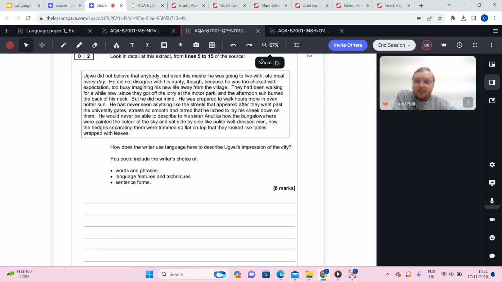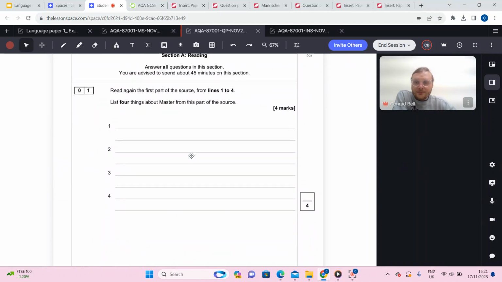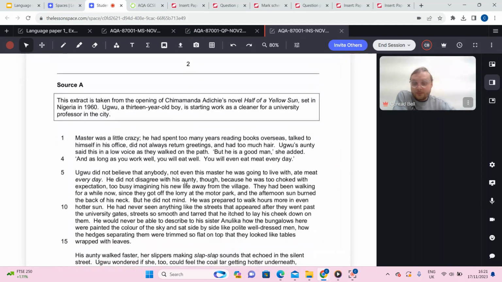So, that's the mark scheme. This is the paper, and this is what the first question will look like. Read again the first part of the source from lines 1 to 4. Give 4 things about master from this part of the source, and then this is what the source will look like. It's giving you the lines that you need.